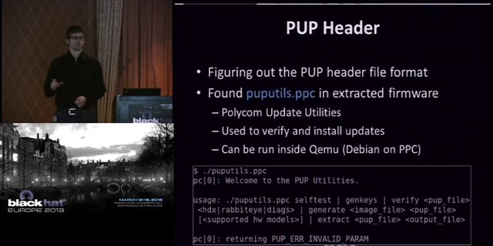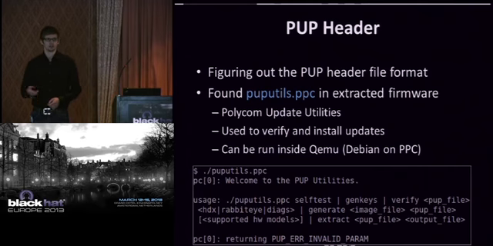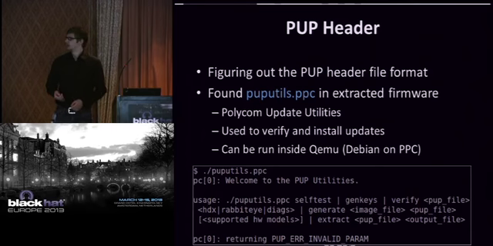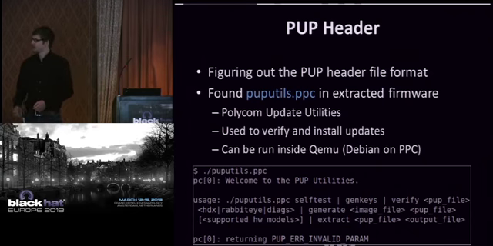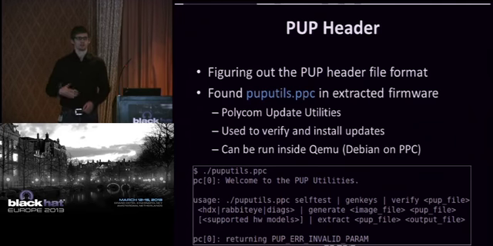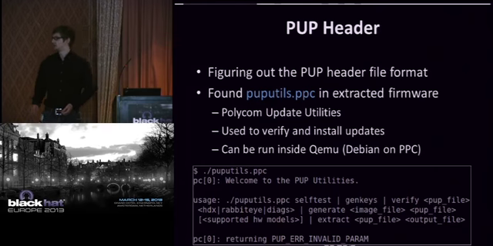It's actually the binary running on the device, which is responsible for verifying the integrity and installing the updates. Of course, such a binary has all the information about the format of those pub files, so it was quite nice to find it. Additionally, you can take that binary and run it in QEMU. We just installed a normal Linux system in QEMU, and we were able to run this binary.